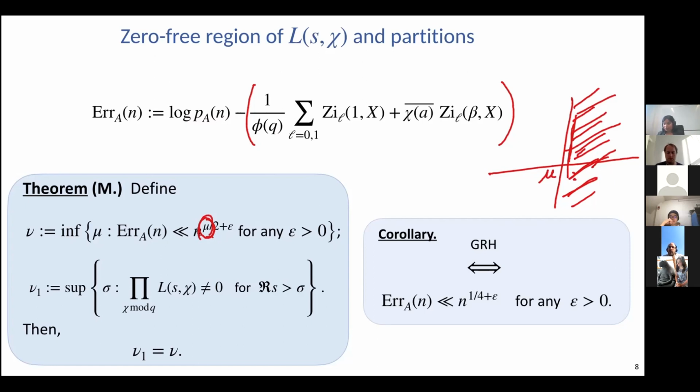So because the best zero free region is actually given by the generalized Riemann hypothesis, this condition as a corollary gives us that the error term will be of the order n to the power 1/4 plus epsilon. So getting an improvement in the error term using any other technique would lead you to getting a better zero free region for the Dirichlet characters. That's the main point that we are making over here.